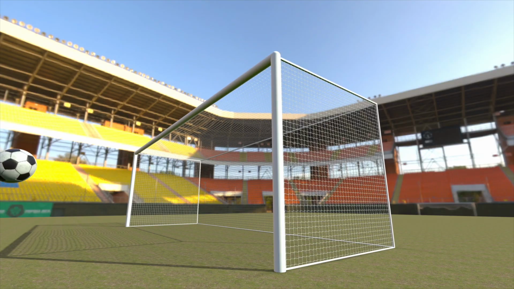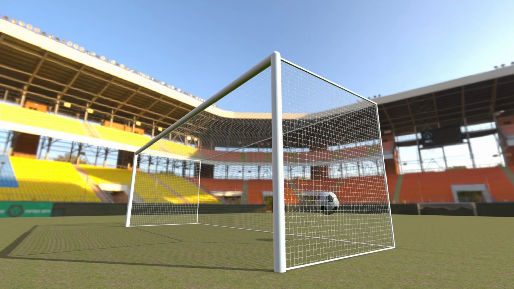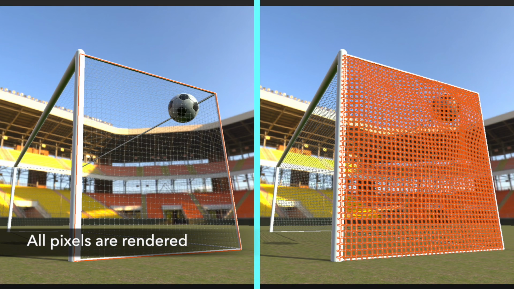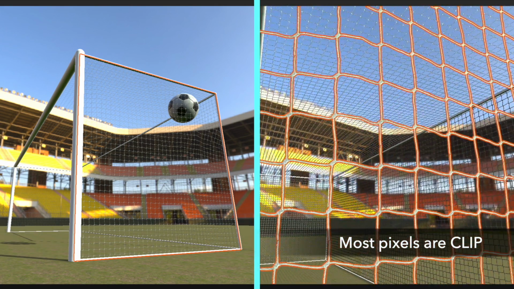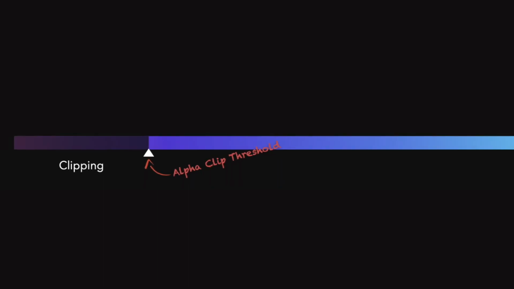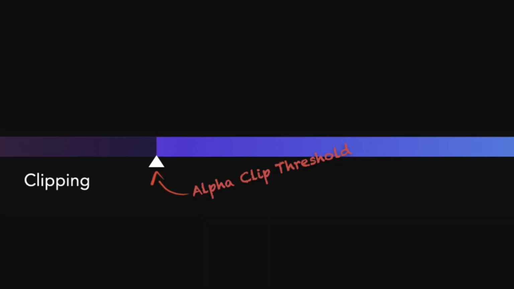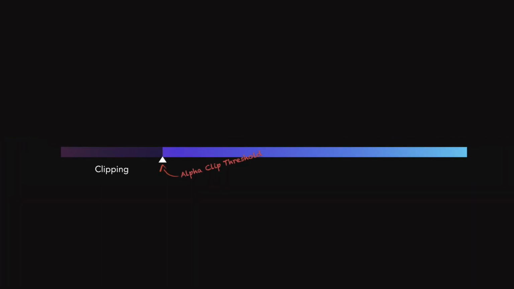For cut-out objects having multiple holes such as the fence or the gold net, we need a better way to not render those pixels. The alpha value can also be used to decide which pixel should be rendered and which one should be clipped or discarded. In order to do that, we need a threshold, a number to compare. That number is called the alpha clip threshold. Any pixels with the alpha value lower than this threshold will be clipped, and the rest will be rendered normally.